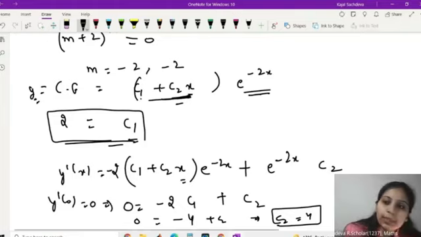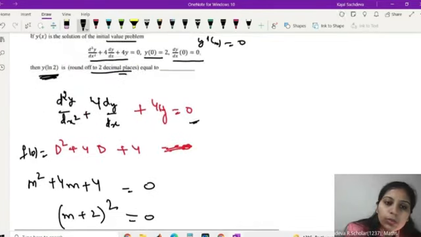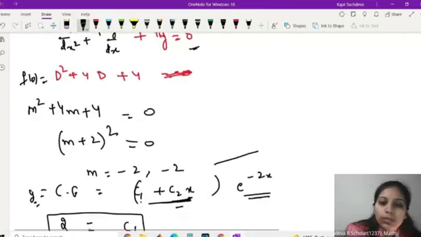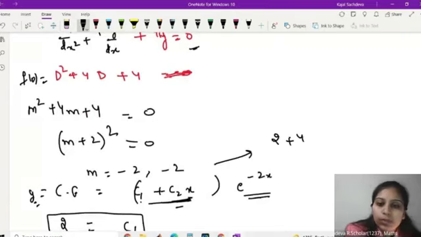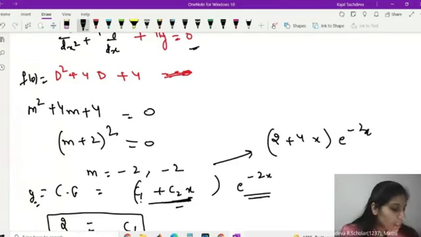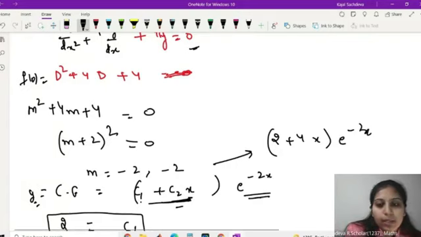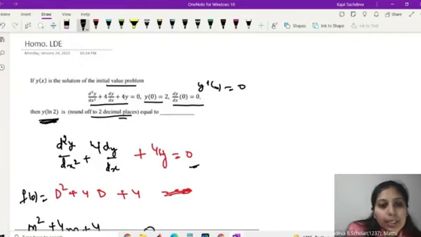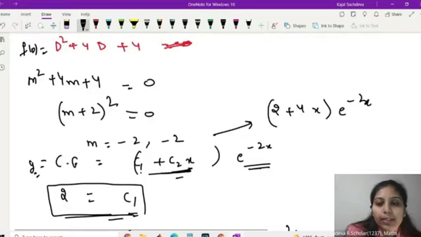So put this back in the solution. C1 is equal to 2 and C2 is equal to 4, so y is equal to (2 plus 4x) e raised to power minus 2x. So this is our required solution. But what they have asked about is y of log 2. So just replace x by log 2, and we will get the required answer.